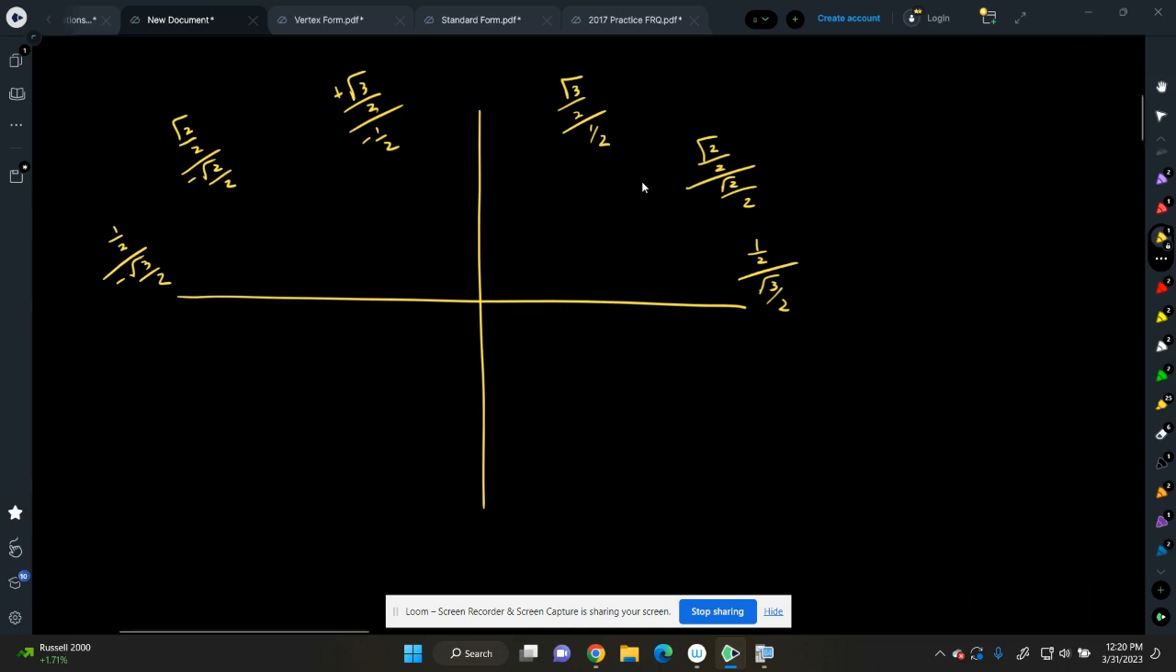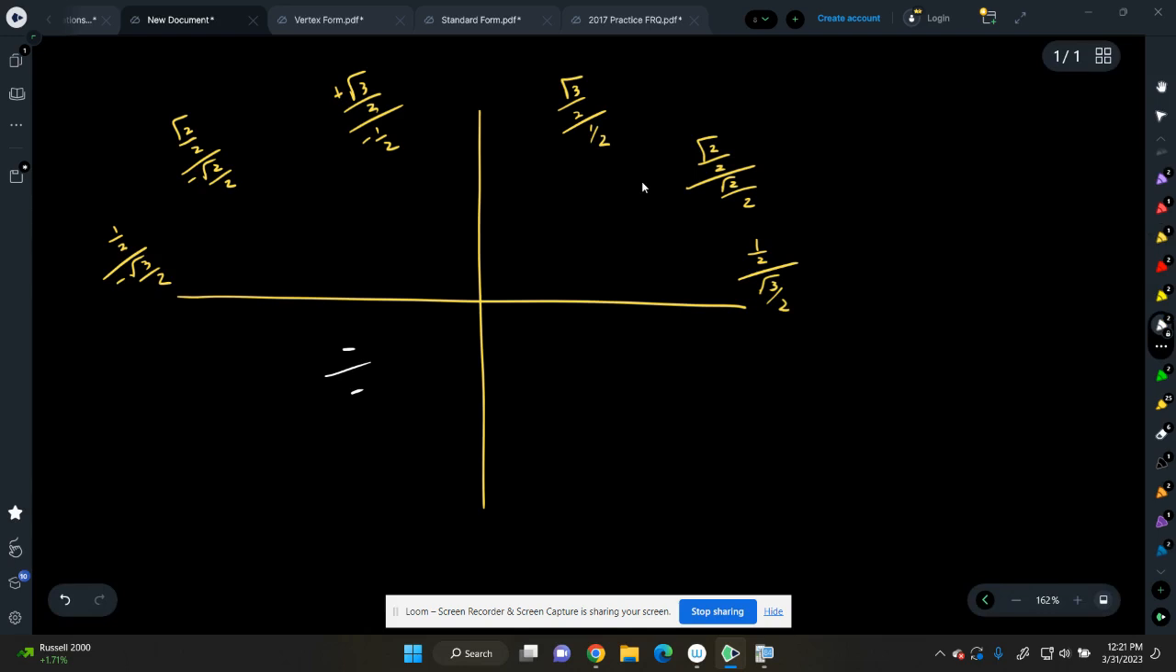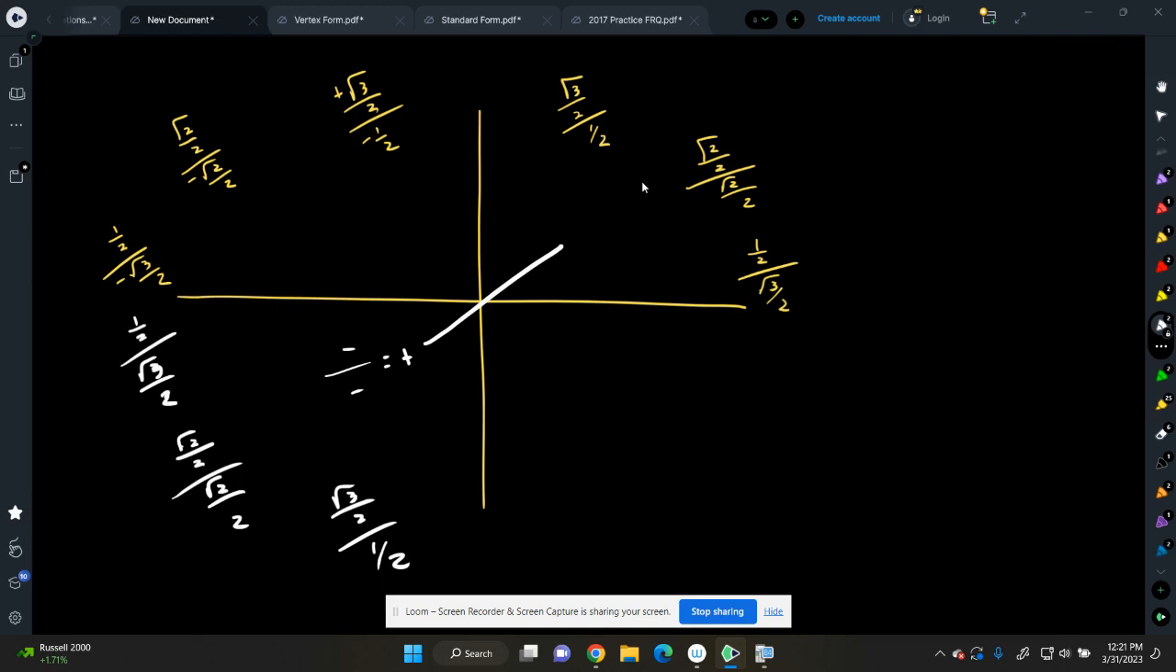Well, look what happens when we move down to the third quadrant. They're both negative, but when I do a negative over a negative, I get a positive. So I'm actually going to get the same values that I had in the first quadrant, right? I get all the same values. Do you see that?